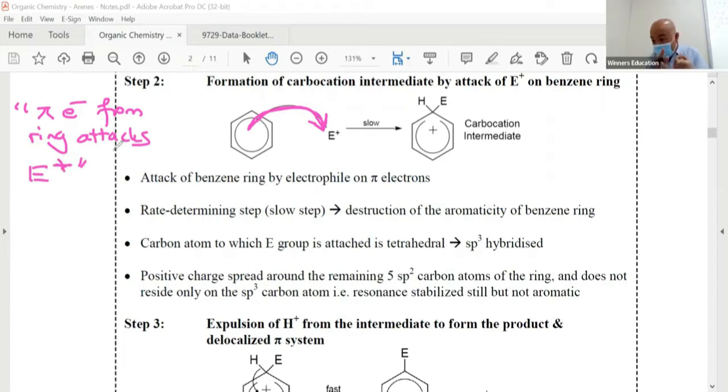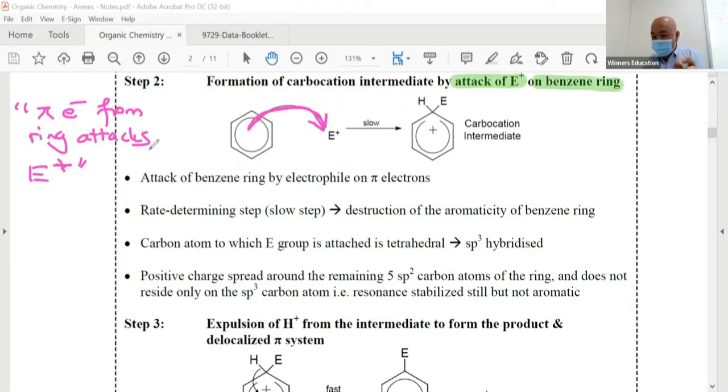Agree? Inverted comma. By right, then you realize, check your school notes. First, I show you my notes first. Ta-dang. Look at the English: by the attack of E plus on the benzene ring. In English, do you realize it's tombalik?